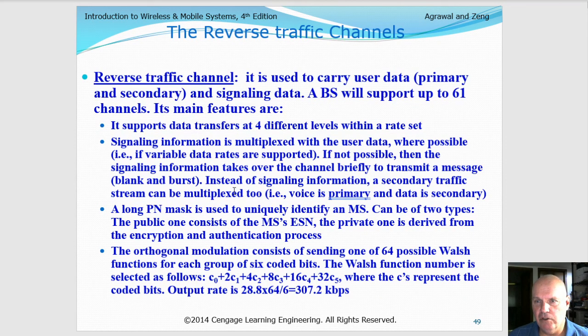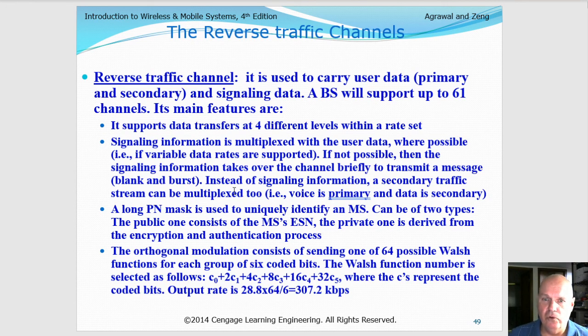The reverse traffic channel is used to carry user data and signaling data. Again, a base station will support up to 61 reverse traffic channels. Again, the other channels are reserved for the pilot and paging channels. It supports different data transfer rates. Signaling information is actually multiplexed with user data. So in the signaling information, there would be information like call hang-up information, for example.